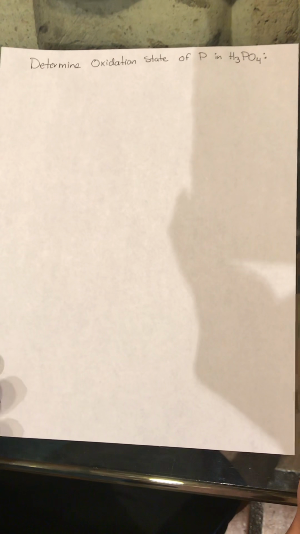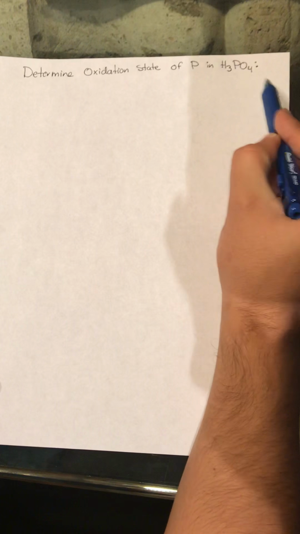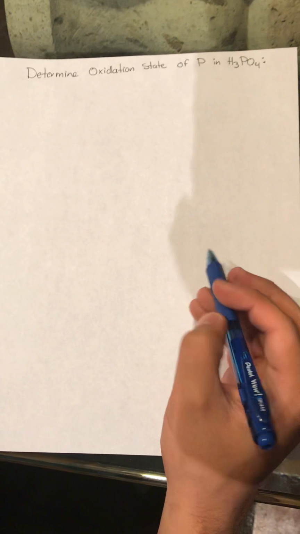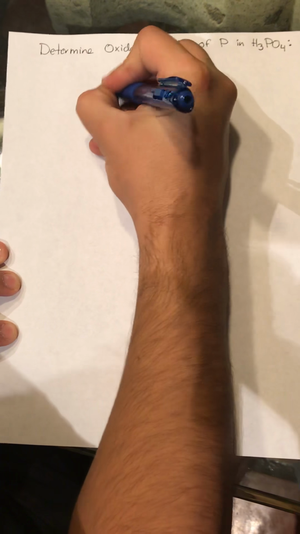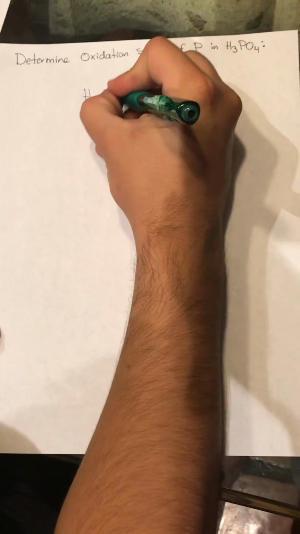So in this problem, they're telling us to determine the oxidation state of phosphorus in phosphoric acid. So let's first see this compound from a different point of view in order to solve. Let's just write it again, which is H3 plus phosphorus and 4 oxygens.